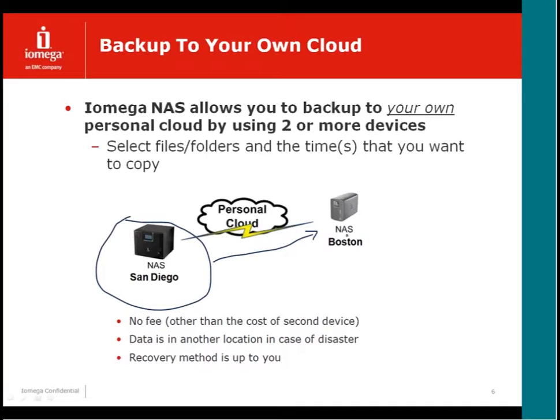Like I said, this could be in San Diego at your one office. The other device could be in Boston at your East Coast office. If something happens, you know, if the fires come around and they wipe out your one office location, you've got a copy of your data protected here at your other location. You know, it could be across town for that matter. It doesn't have to be across the country. Either way, we've made it very simple to set this up, as I said, without any complex networking. You select the files and folders and the times that you want to copy. There's no additional fee.